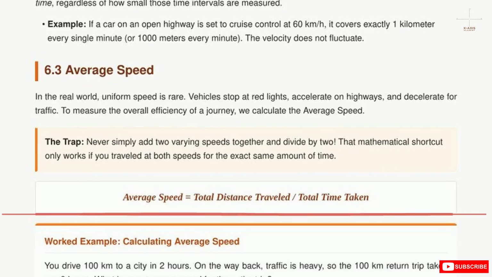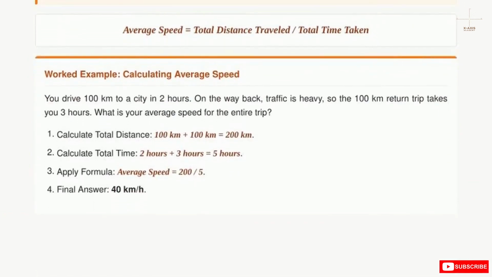Average speed equals total distance traveled divided by total time taken. Applying our scenario, the total distance is 100 kilometers out plus 100 back, equaling 200 kilometers. Total time is 2 hours plus 3 hours, giving us 5 hours. Dividing 200 by 5 results in an average speed of exactly 40 kilometers per hour.